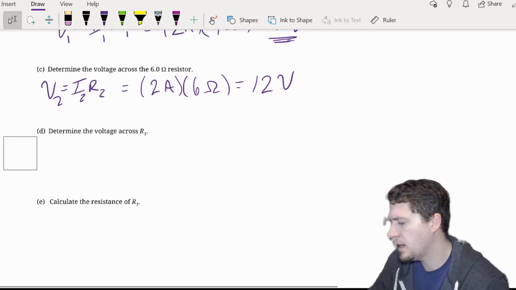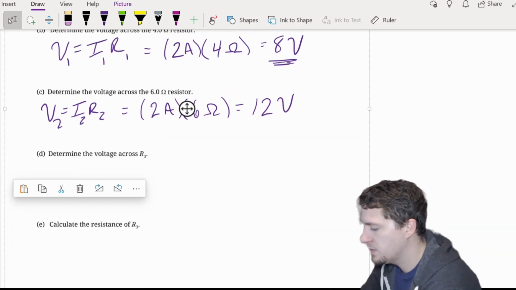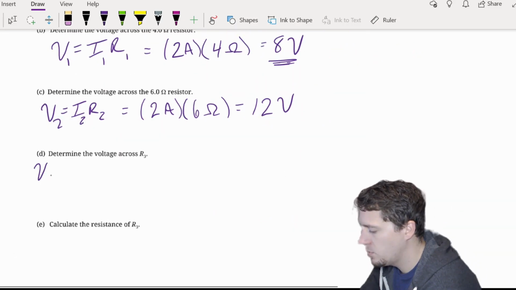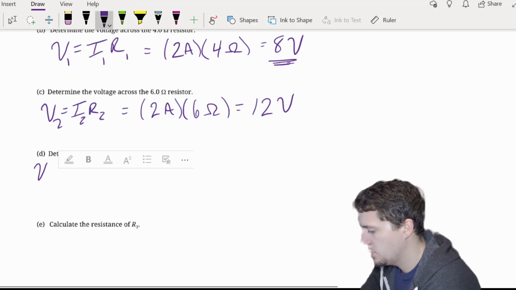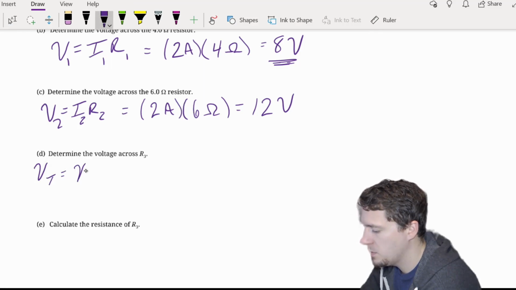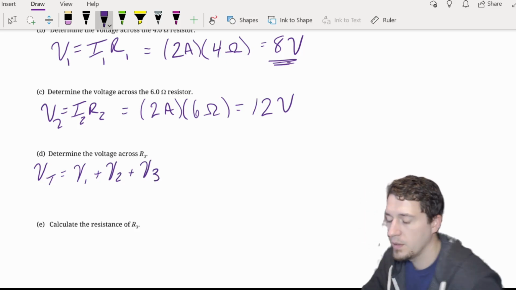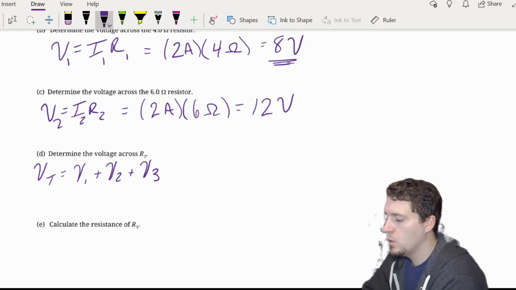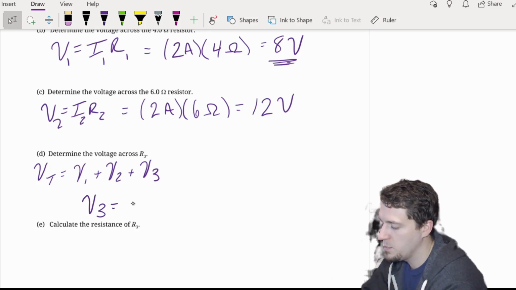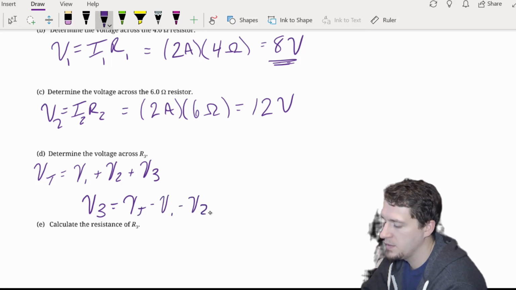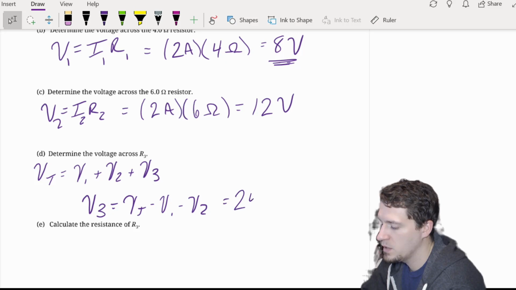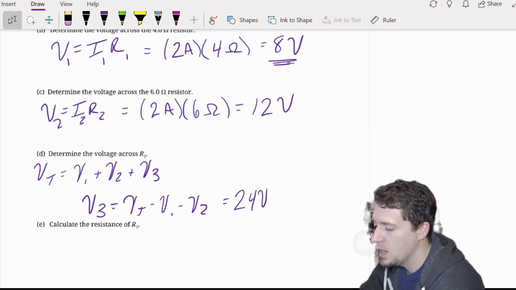If I'm going to write this out algebraically, I could write the total voltage would have to be equal to the first plus the second plus the third, right? Now I know 2 of these, and I don't know the third one, so we could think of the third voltage as the total minus the first minus the second. So we know that the first one is 24 volts. That's the total.